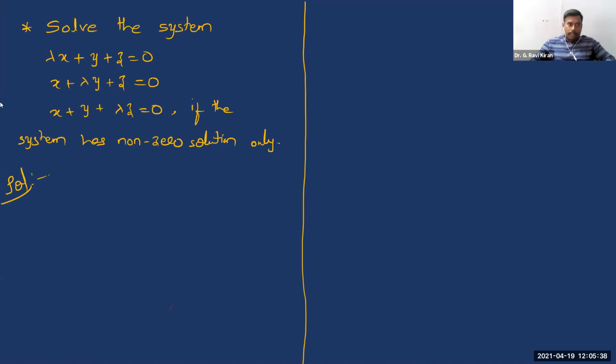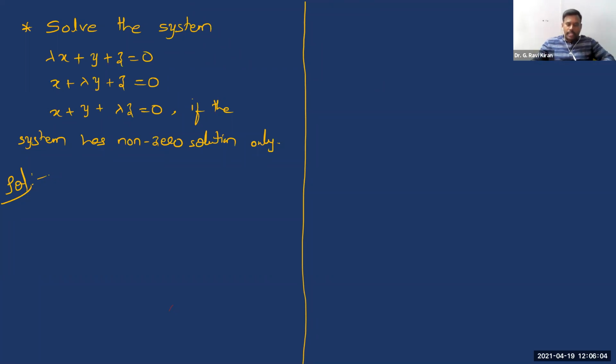Look at this question. Solve the given system of equations if the system has non-zero solution. Understand, it doesn't mean that this system has only non-zero solution. Definitely, as we know, when it is a homogeneous system, it will have a zero solution also. Correct? So when it has non-zero solution, what may be the value of lambda? I mean, for what values of lambda will this system get non-zero solutions.